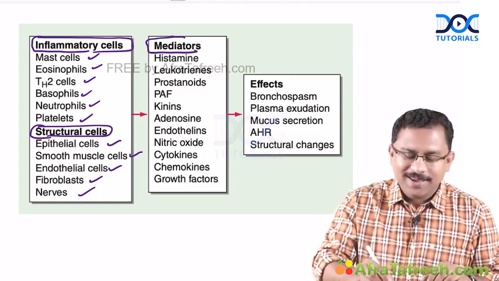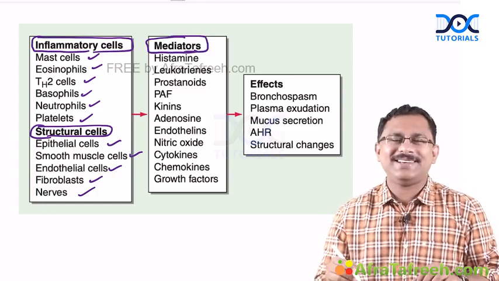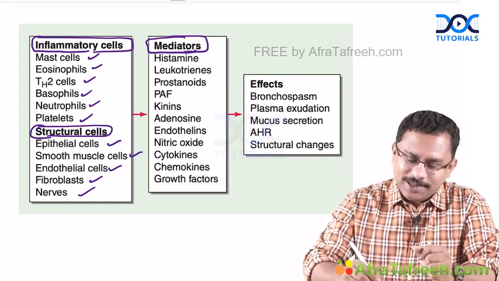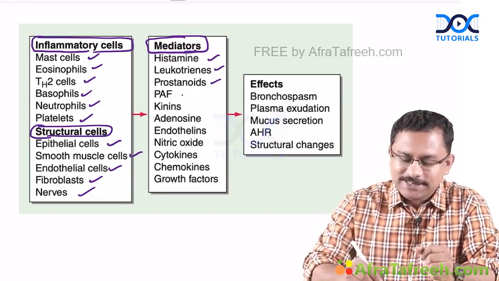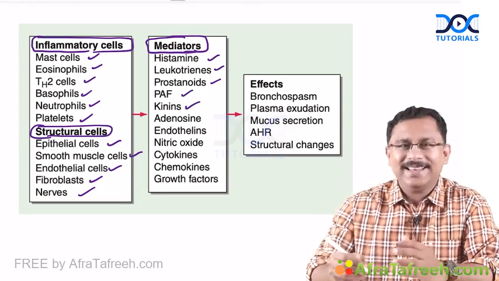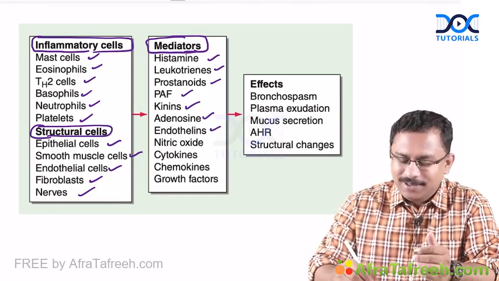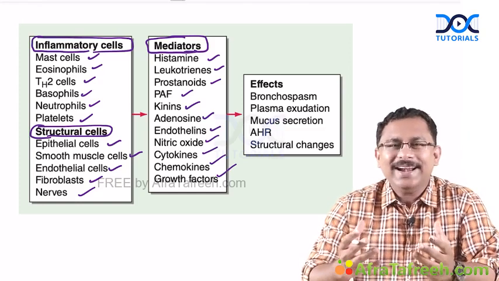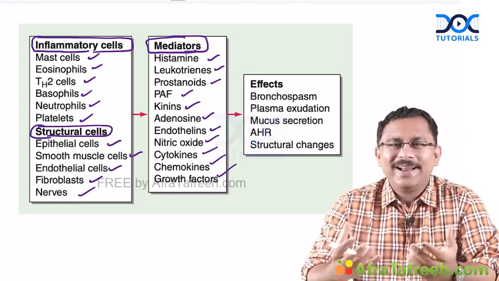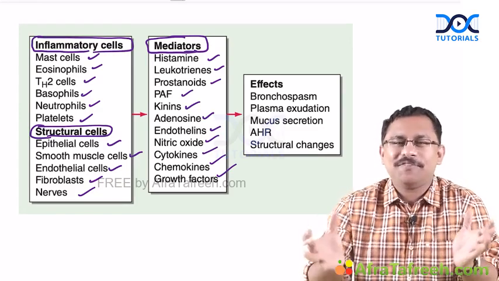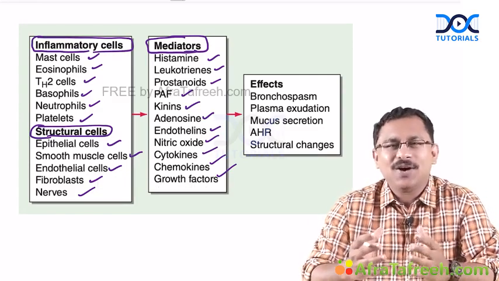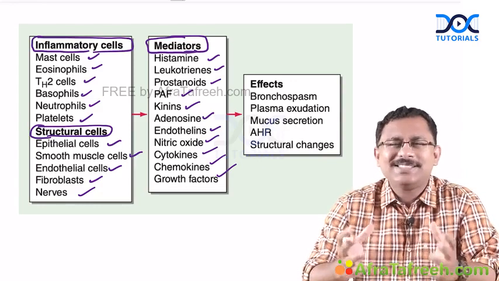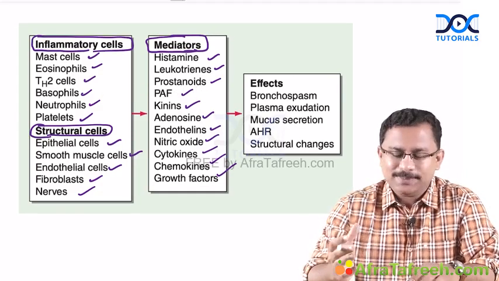You have lots of chemical mediators. Okay, lots of chemical mediators, because this is an inflammatory process. Naturally, there has got to be chemical mediators. So you have got histamine, leukotrienes, prostanoids, platelet activating factor, the kinins, the bradykinins, adenosine, endothelin, nitric oxide, cytokines, chemokines, growth factors. So you get an idea now on how complex is the pathogenesis of asthma. Though we have put it in a simple way, it is not just one or two chemical mediators that are mediating this airway inflammation. You have got a whole list of chemical mediators taking part in this pathogenesis.